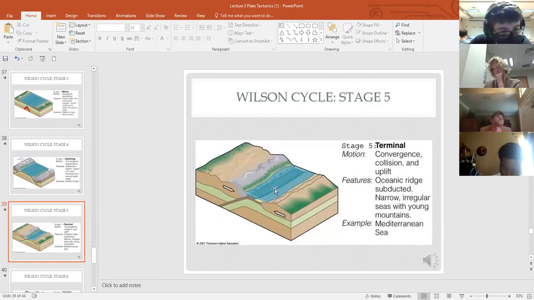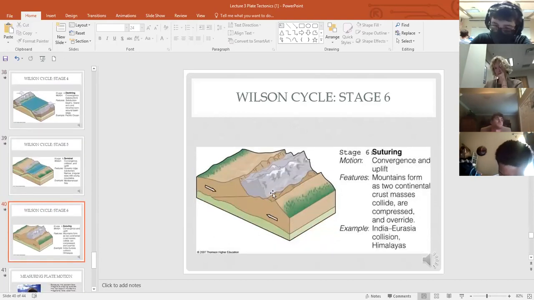Eventually, you become terminal, kind of like the Mediterranean Sea, where the continents are really close together. You don't have much tidal flow. And then the continents come together. That's called suturing, continental to continental motion with uplift, like the Himalayas.